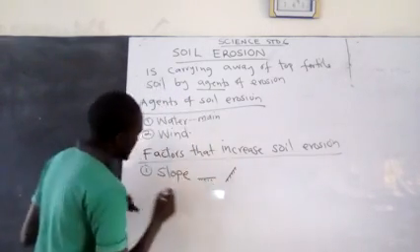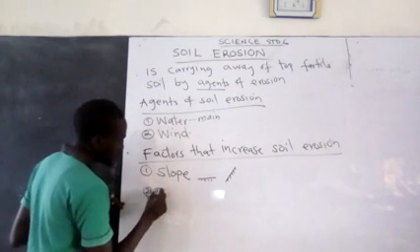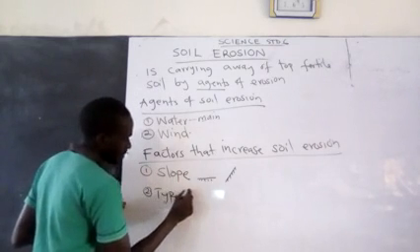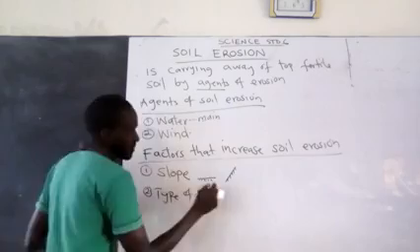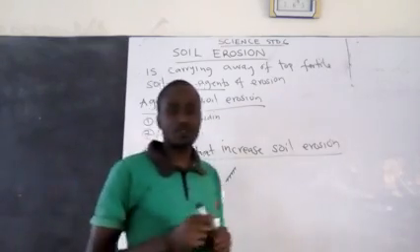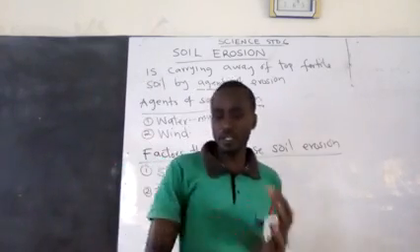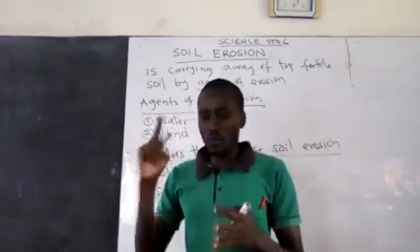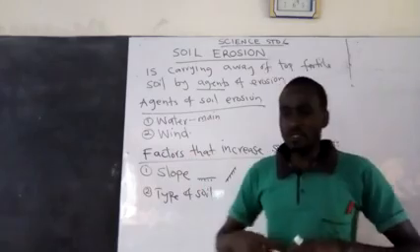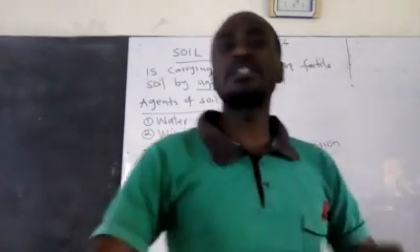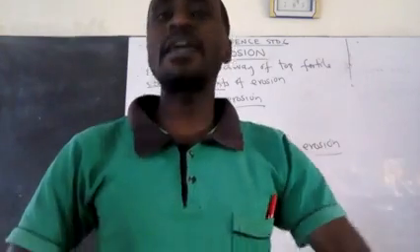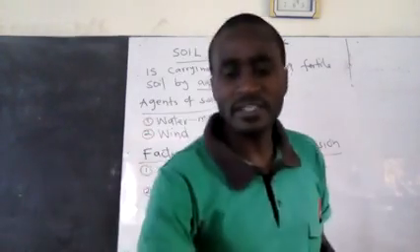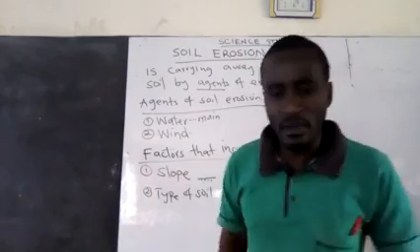Two, we have type of soil. Remember, we have three main types of soil. One, we have clay soil. Two, we have sand soil, and we have loam soil. So look at sandy soil. Sandy soil is loose and it can be easily eroded, and it can easily be carried away by water.